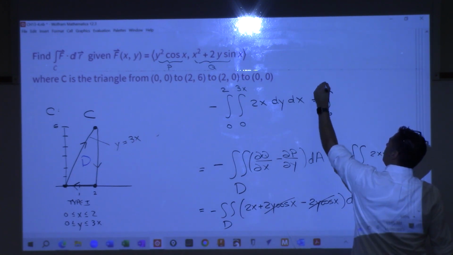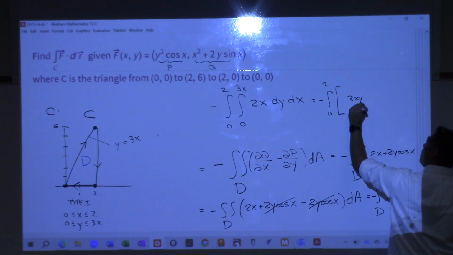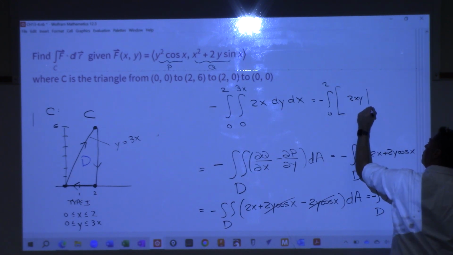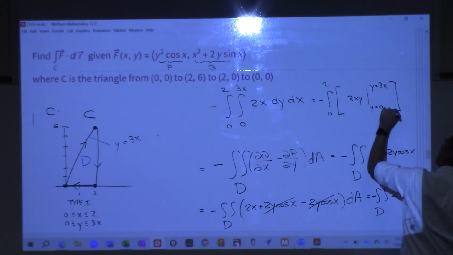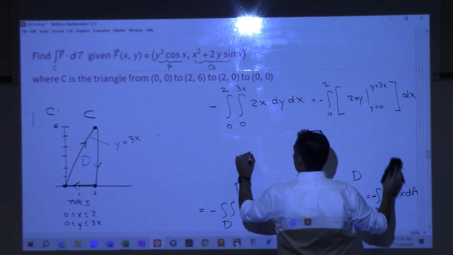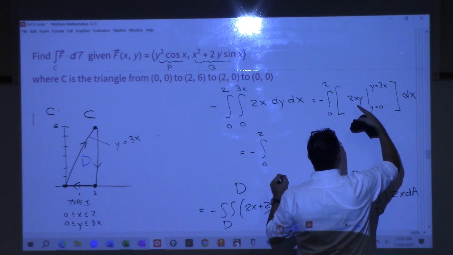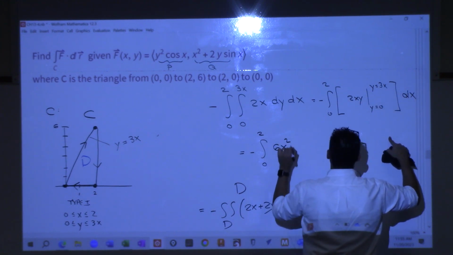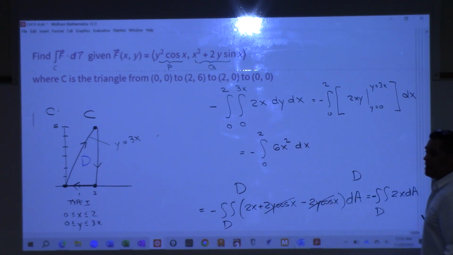Negative integral 0 to 2. Okay, let's do the inner integral first. Antiderivative of 2x with respect to y. 2xy. Evaluating that from y equals 0 to y equals 3x. And then once I'm done with that, I'll do that with respect to x. Plug in 3x. So minus integral 0 to 2. You get 6x squared, yeah? And when you plug in 0, you get 0. And so just that. Now we're back in Cal 2.